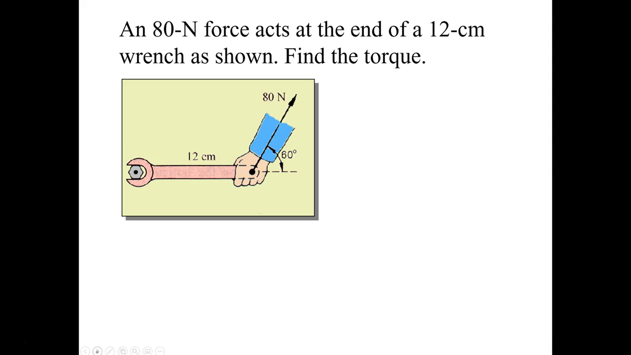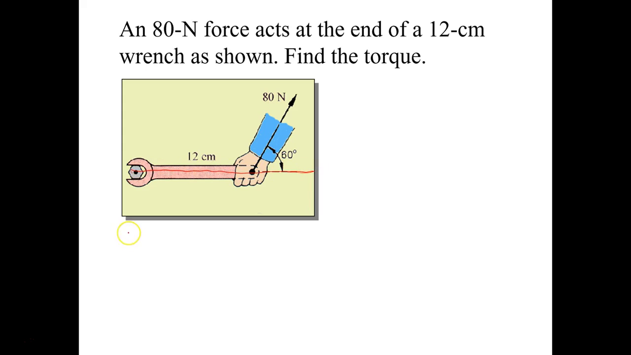So let's look at this example here. Now we have an 80 Newton force that acts at the end of a 12 centimeter wrench, as shown in the picture. Find the torque. Well, this here's our radial line, and our force right here is 80 newtons.